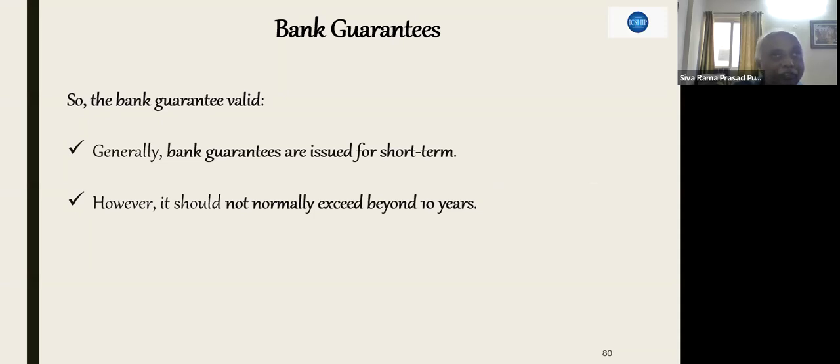Generally, bank guarantees are issued for the short term. However, it should not normally exceed 10 years. But if some companies have project finance or big projects, bank guarantees can definitely be for more than 10 years. The bank's board will give the permission, and whether it is 10 years, 5 years or 1 year, the period is defined in the credit policy guidelines of the bank.